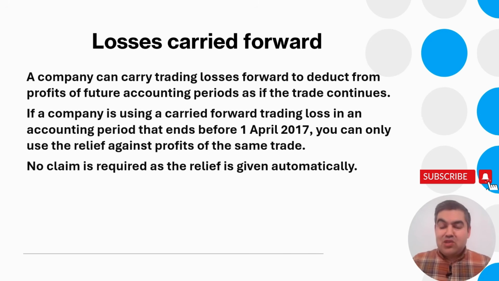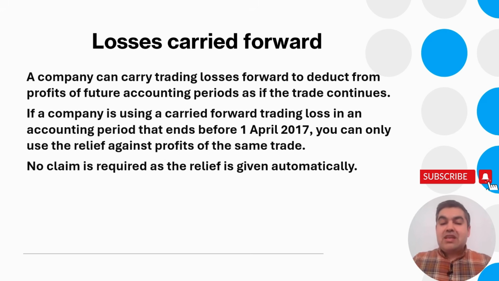Now, on the previous slide, we dealt with how to use the current accounting period losses against other income of the same accounting period, and how to make a claim to carry back those losses and set them against the previous 12 months. Now, if you decide not to do either of those, the losses can be carried forward. A company can carry trading losses forward to deduct from the profit of future accounting periods, as if the trade continues. Obviously, if the trade ceases, there's no way you can carry forward. On cessation, the losses will stop at the cessation date. So you can carry forward the losses as long as the trade continues.